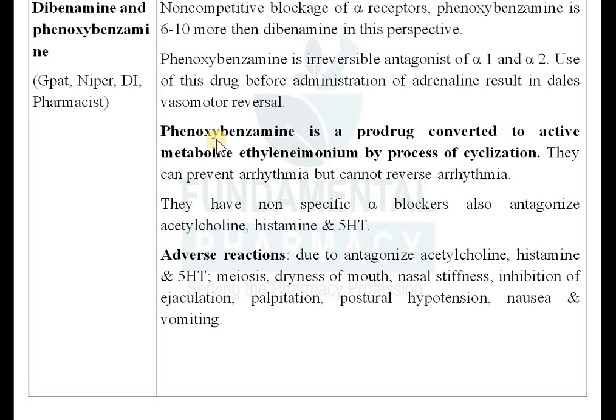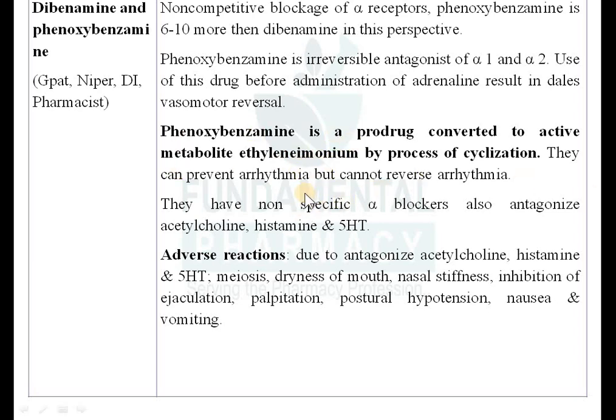Now phenoxybenzamine is a prodrug, and it is converted into an active metabolite, that is ethylene ammonium, by the process of cyclization. ये जो phenoxybenzamine है उसका मेटाबॉलिज्म होगा बॉडी में, साइक्लाइजेशन होगा और आपको एक एक्टिव मेटाबॉलाइट मिलेगा. कौन सा? इथिलीन अमोनियम. ओके, इथिलीन अमोनियम, रिमेंबर.